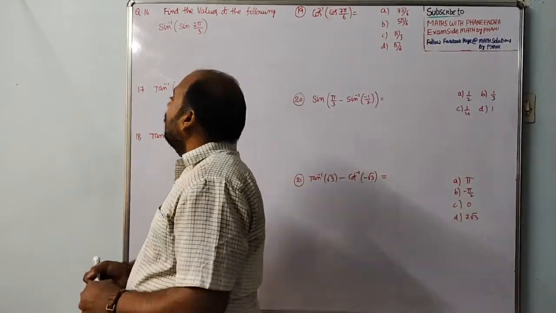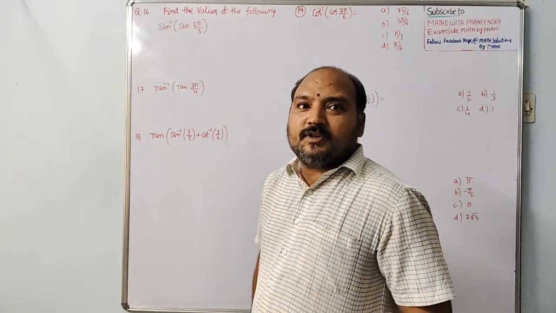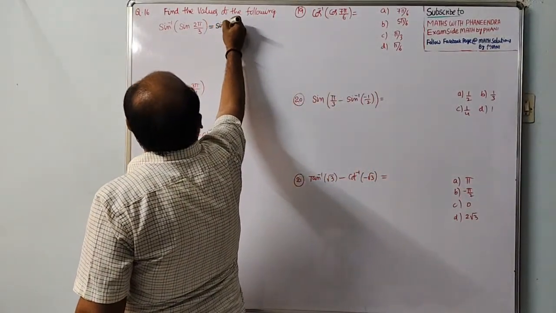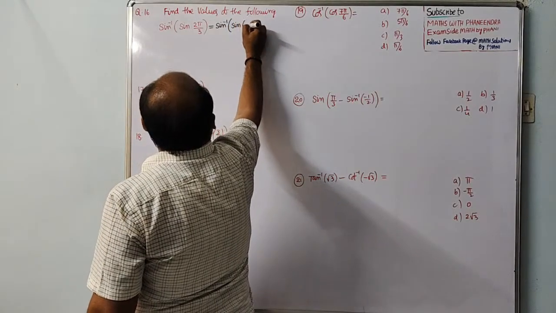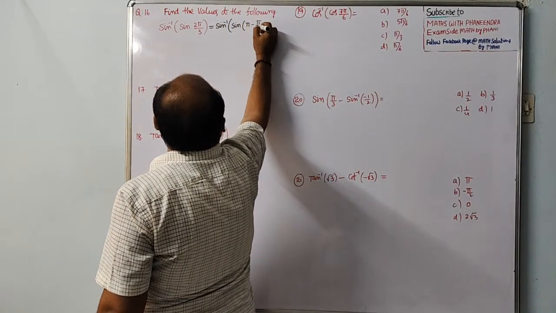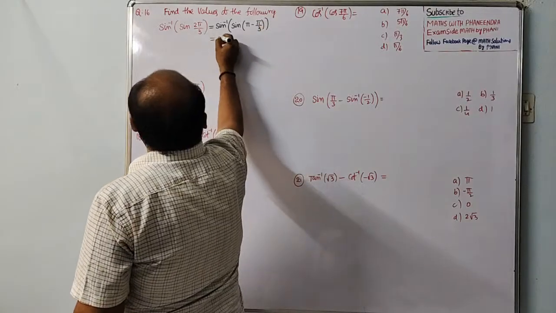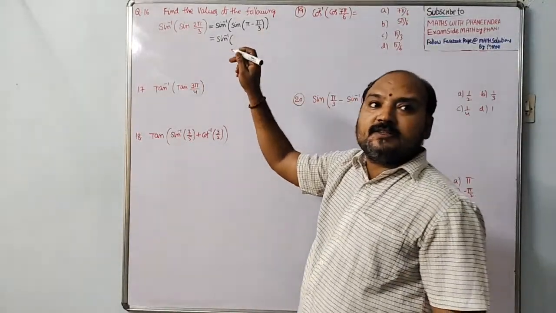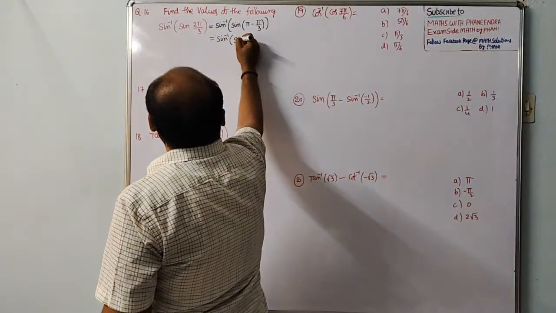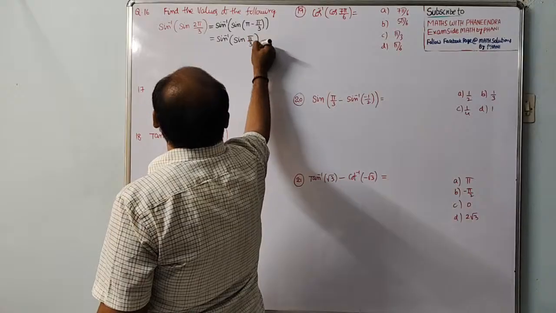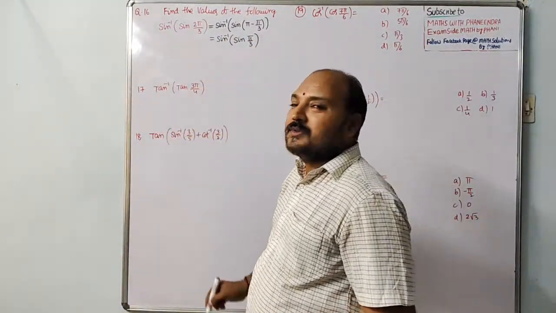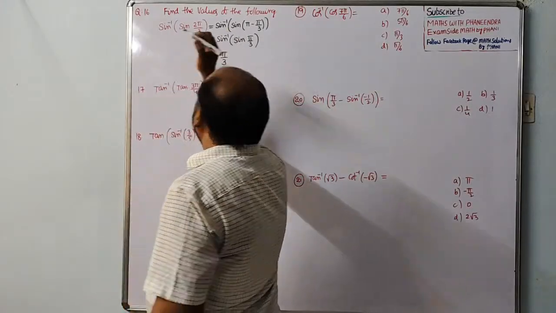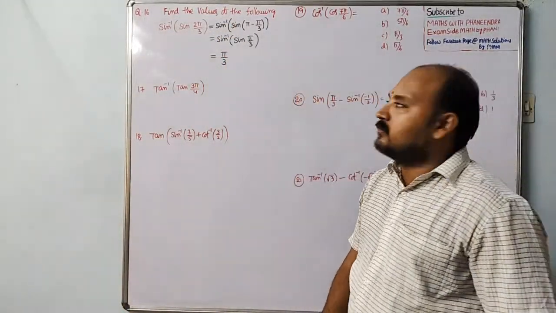Yeah. One by one we will simplify, dear students. Sine inverse of sine 2 pi by 3 means pi minus pi by 3. That is equal to sine inverse of sine of pi minus theta, which is sine theta. So sine pi by 3. Pi by 3 lies between minus pi by 2 and pi by 2 only, no? Okay. So sine inverse of sine theta is theta. So the answer is pi by 3. Here they are asking to find the values.